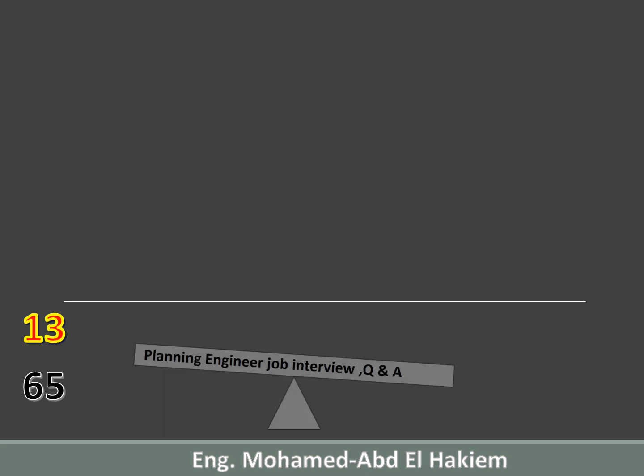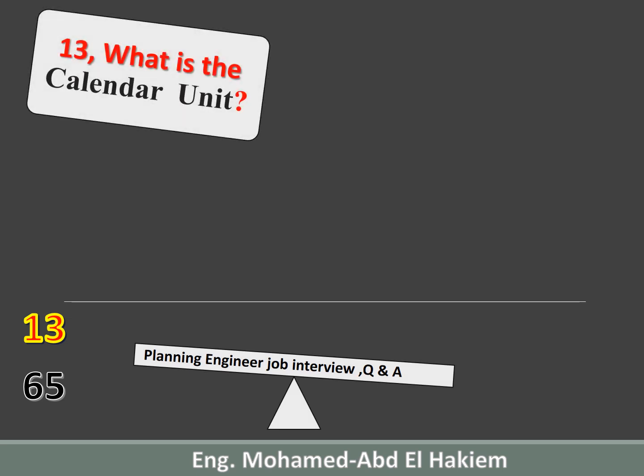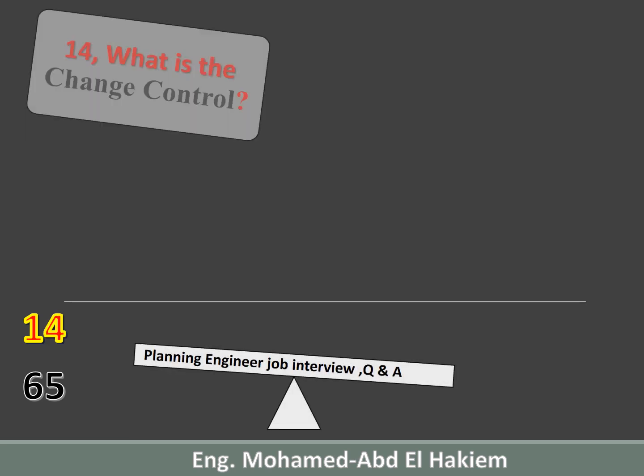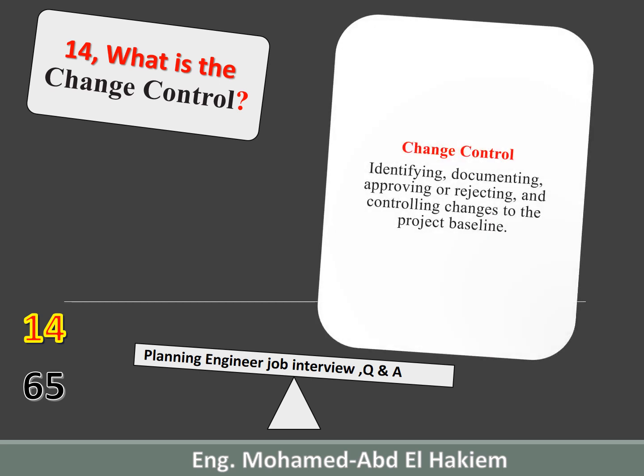13. What is the calendar unit? Calendar unit is the smallest unit of time used in scheduling the project. Calendar units are generally in hours, days, or weeks, but can also be in quarters, years, months, shifts, or even in minutes. 14. What is the change control? Change control is identifying and documenting, approving or rejecting, and controlling changes to the project baseline.